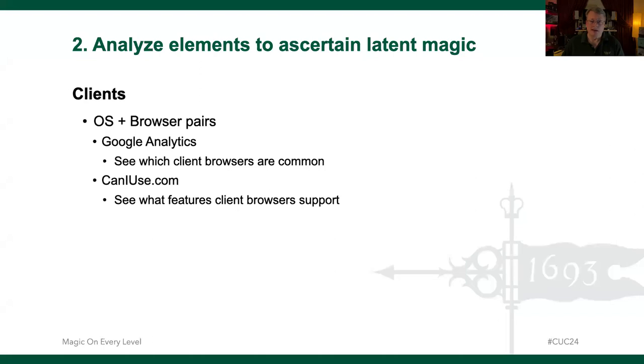With regard to clients, I'll give a shout out to Google Analytics and caniuse.com. At William & Mary, Google Analytics lets us know what browsers our constituents utilize, and caniuse.com lets us know the capabilities of those browsers. Our institution can then determine the adoption threshold required for utilizing or deprecating browser capabilities.